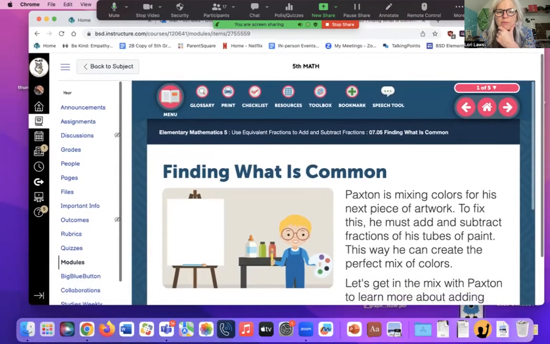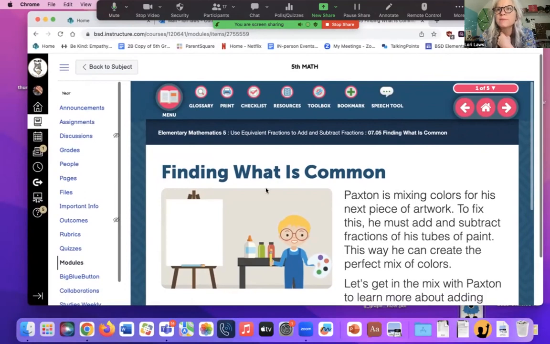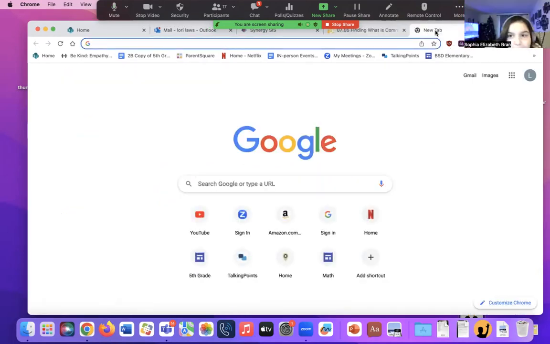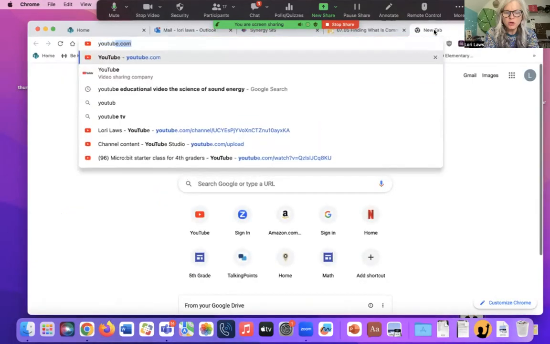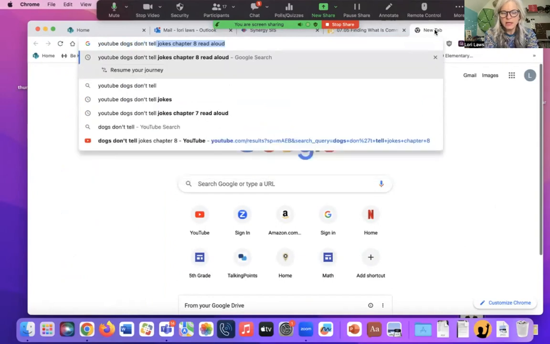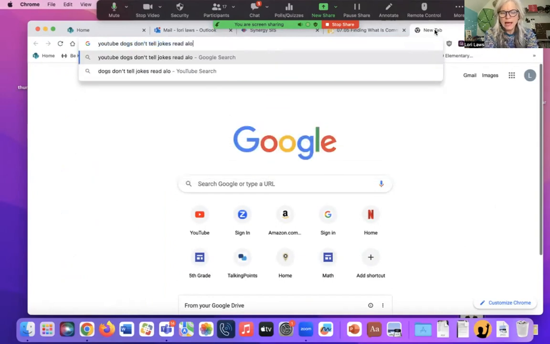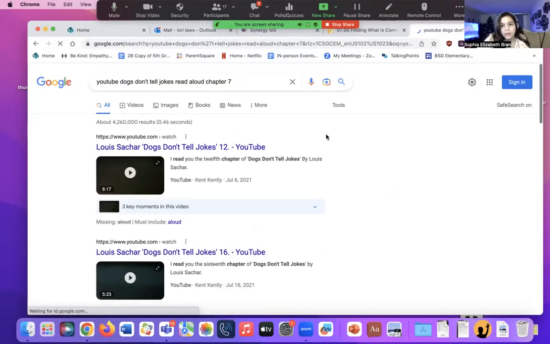SRGs, make sure you've done your reading for today. Sophia and Bree, are you going to make it to your book club today? Amoya is out of town, traveling. I was trying to find a platform that has the book because I lost mine. What is your book? Dogs Don't Tell Jokes. It's pretty easy. You go to YouTube, Dogs Don't Tell Jokes, read aloud, and then you put in the chapter. What are you on, 7? Chapter 7, like that, and it will pop up.